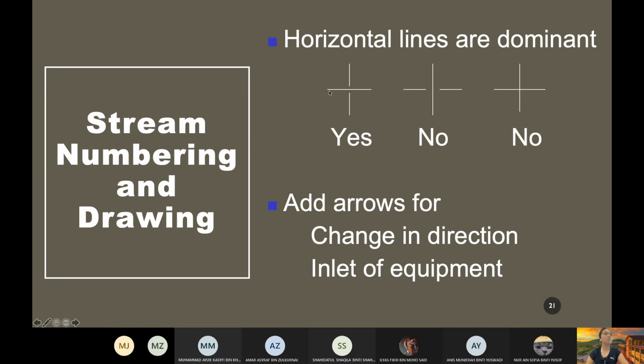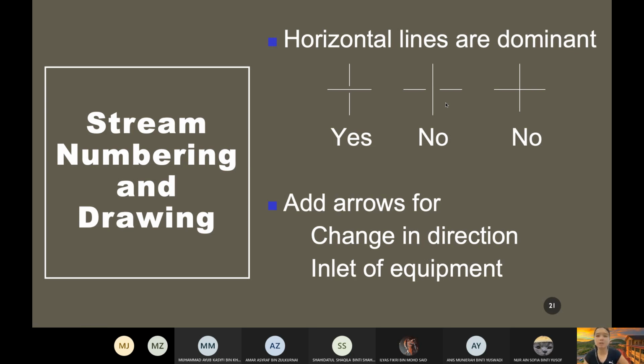So can you see here? Horizontal line straight. Line yang vertical tu yang akan putus, to give way for the horizontal line. Okay, so you cannot cross it. Kamu tak boleh silangkan dia. Kamu tak boleh bagi advantage kepada vertical. Horizontal always will be the dominant lines. Okay, so you have to understand.